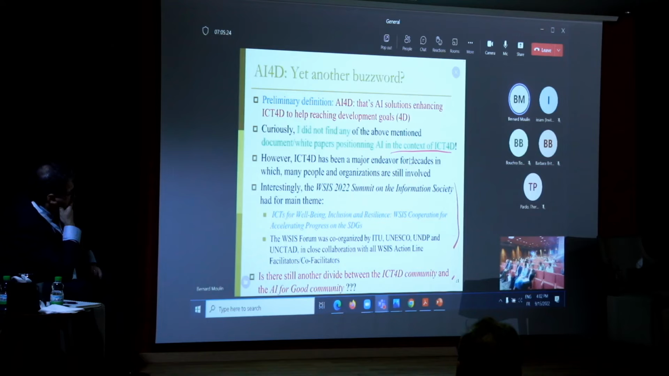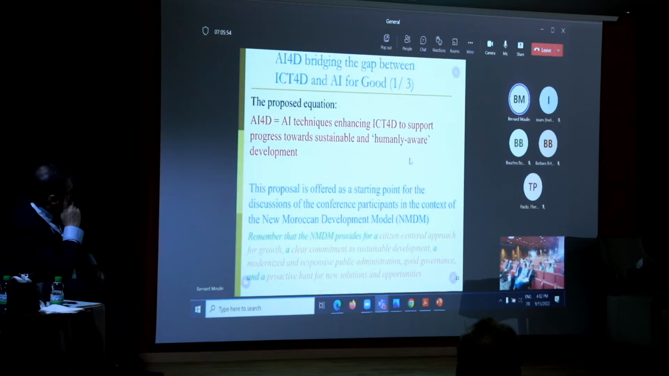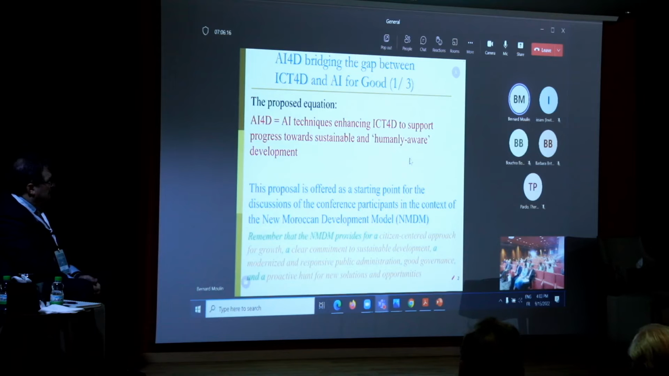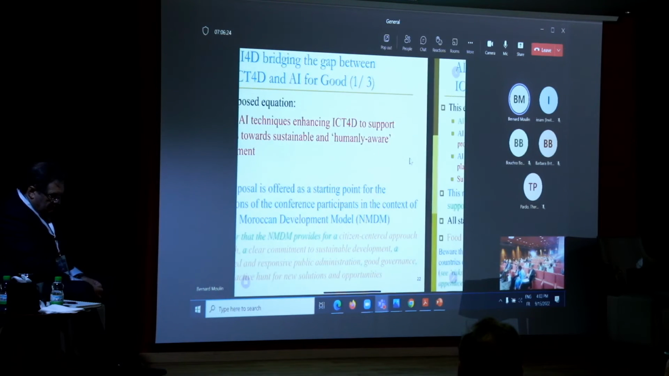Just recently, this year, there was a conference from the Information Society which speaks about ICTs for well-being, inclusion, and resilience, and accelerating progress on the SDGs. Oh, okay. But they don't speak of AI. So is there still a divide between the ICT4D community and the AI for good community? That's just a question. Now, I will go deeper in the equation that I propose here. AI4D for me is AI techniques enhancing ICT4D to support progress towards sustainable and humanly aware development. This is an element which is very important, in my opinion, for you in this conference. And this is in relation with the new Moroccan development model, and I just put there what has been synthesized in the presentation of the conference.